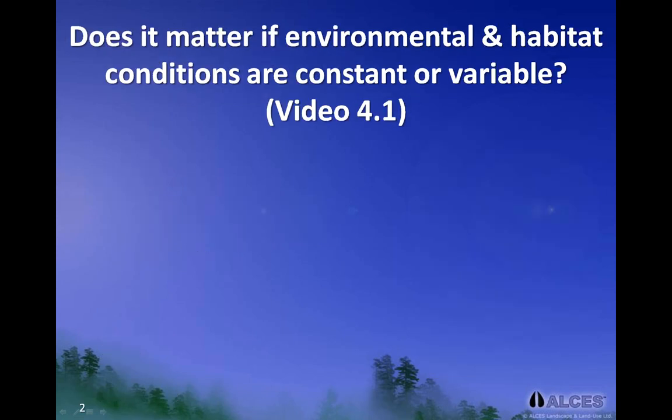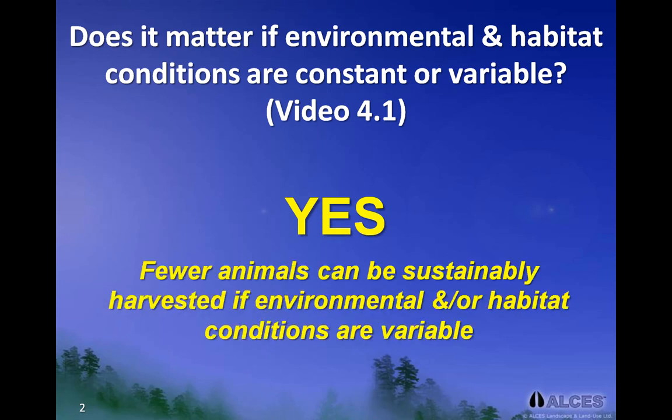With respect to wildlife harvesting strategies, there were two main questions we explored in video 4. The first was, does it matter if environmental and habitat conditions are constant or variable? Based on our computer simulation modeling, the answer was yes. Fewer animals can be sustainably harvested if environmental and/or habitat conditions are variable.